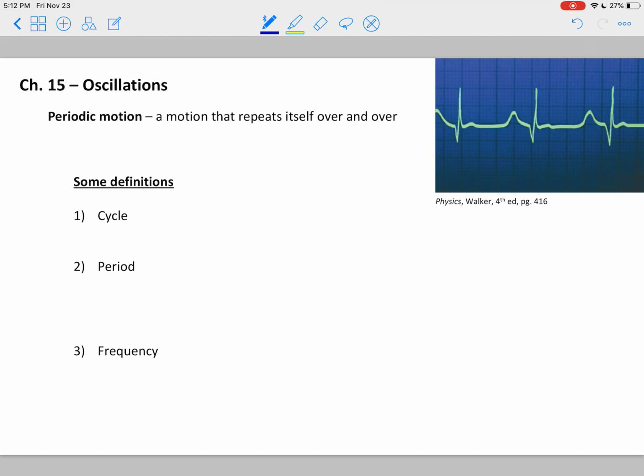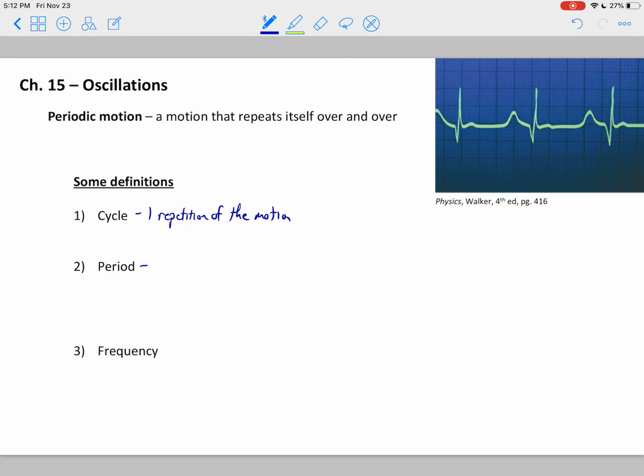Maybe it's a clock ticking, maybe it's a kid on a swing, maybe it's people hitting a tennis ball back and forth. It's just some type of motion that has a certain amount of time that it takes to repeat, periodic motion. So we've got some definitions that we're going to be using over and over again. So first of all, a cycle is one repetition of the motion. One over and back, one time around, however you want to think about that.